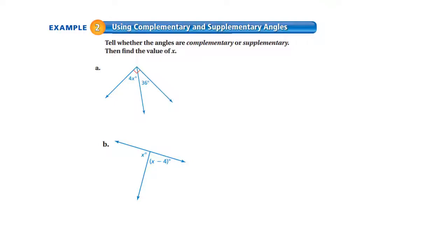In this last set of problems, we are trying to solve for x. In letter A, we see that two angles are complementary. That means they add up to 90 degrees. So let's go ahead and set up an equation. 4x plus 36 equals 90 degrees. This is a two-step equation. We want to get x by itself. Let's start by subtracting 36 from both sides. If I'm going too fast, you can pause the video.